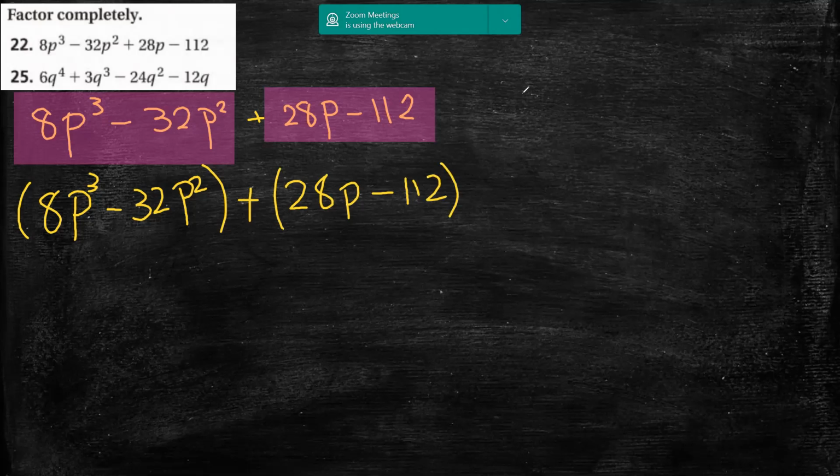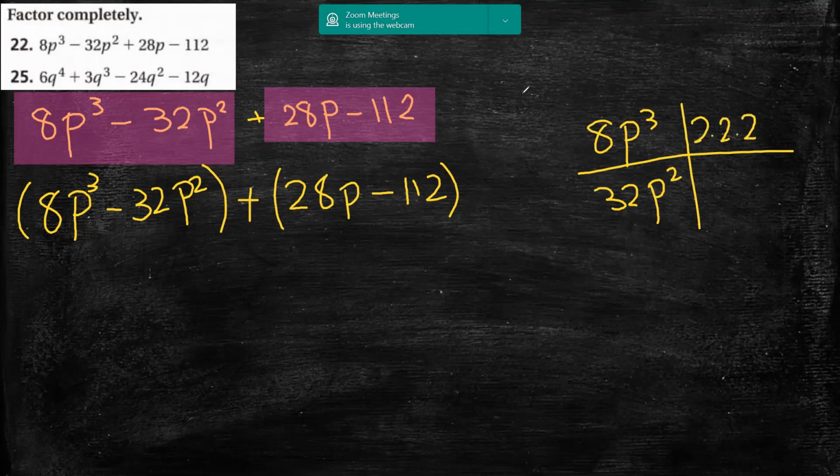Let's now find the common factors, or factorize, the first pair. 8p cubic, the first term, let's factorize them, and 32p squared. 8 is 2 times 2 times 2 times p times p times p. And the 32 is 2 times 2 times 2 times 2 times 2 times p times p. So we have three 2's in common and 2 p's.